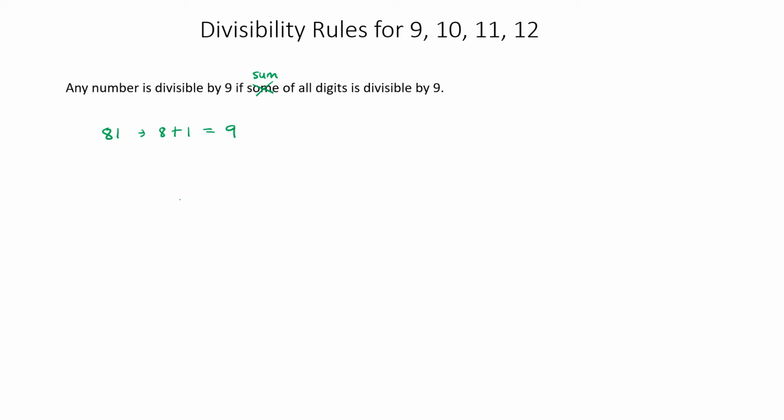Let's try the same rule with a bigger number, such as 729. Now if I add these individual digits, that would be 7 plus 2 plus 9, which is 9 plus 9, which comes to 18. 18 is also divisible by 9 because 18 divided by 9 gives us 2 with no remainder.